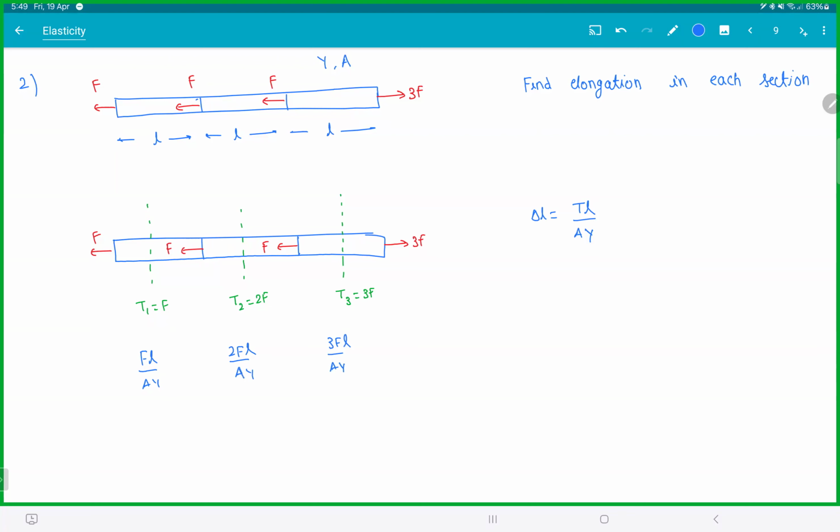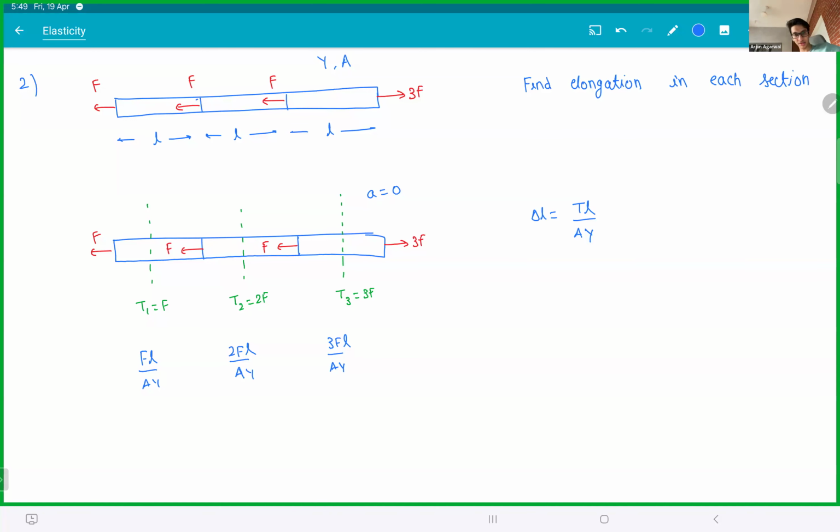Sir, I didn't get that. How did you write the tensions? Wherever you want tension, cut it there. You will get the right piece or the left piece. Then draw an FBD. So what is the tension here? T should be equal to 3F because the whole rod is at rest. Okay, second one, sir. Like one is compressing it and one is elongating it. Where? The second cross section, the forces.